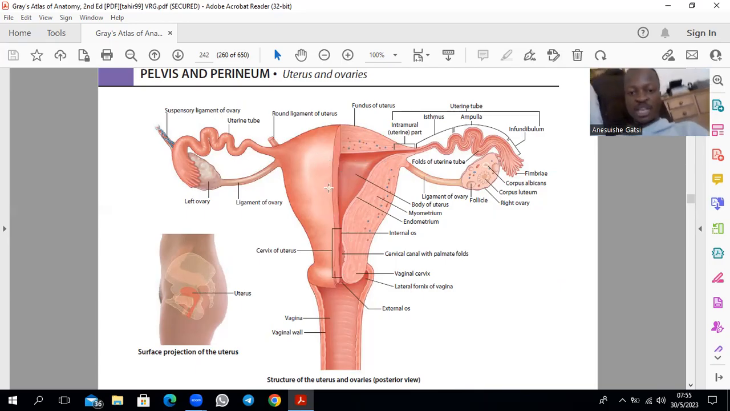Then some of the lymph from the uterus also goes to internal and external iliac nodes, though there is no blood supply from external iliac artery.